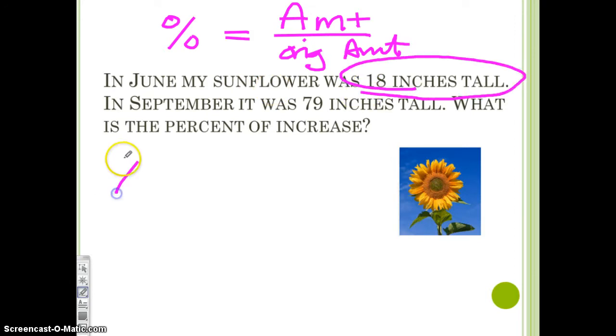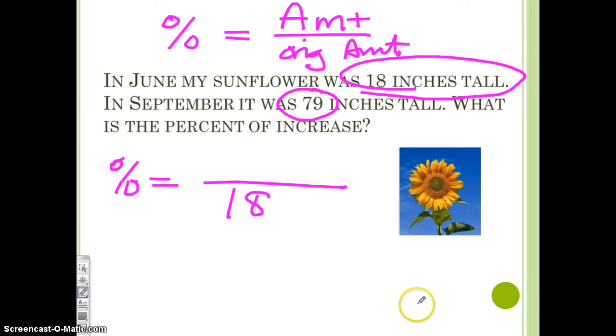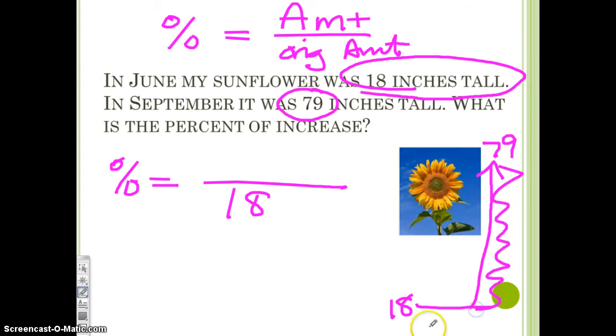That's my original amount. Let's plug it in where it goes. In September, it was 79 inches tall. That means it grew from 18 clear up here to 79. How much did it grow? How much did it change? How do we calculate that? We don't want what its total height was, but how much it changed. 79 minus 18 will get us that amount of change.